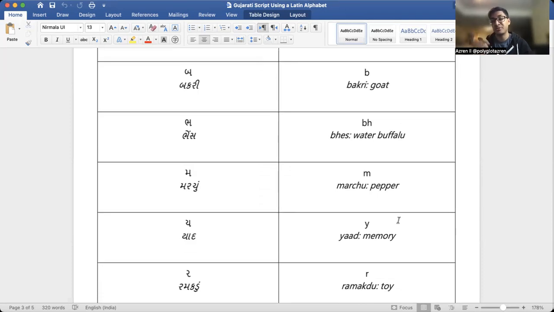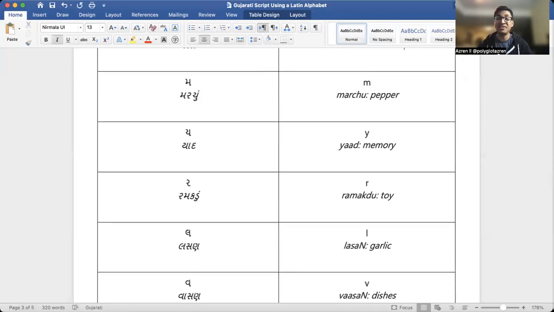Okay, next ones are also not really crazy difficult. We have bha, bha such as bhais. Bhais is a water buffalo. Okay, water buffalo. That's a bha, and that's written with a lowercase b and a lowercase h.